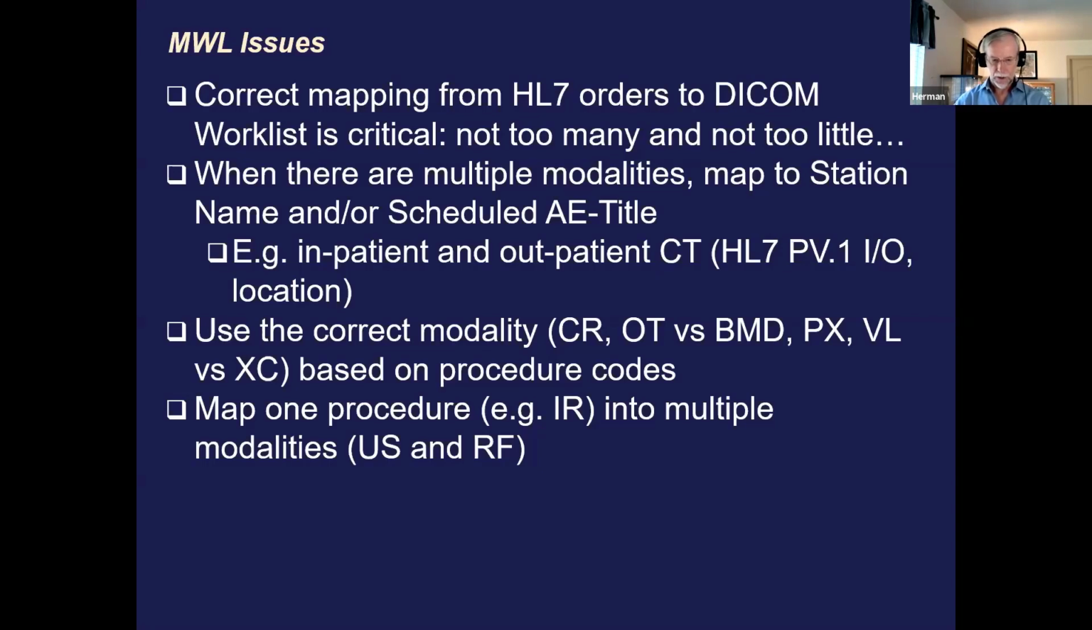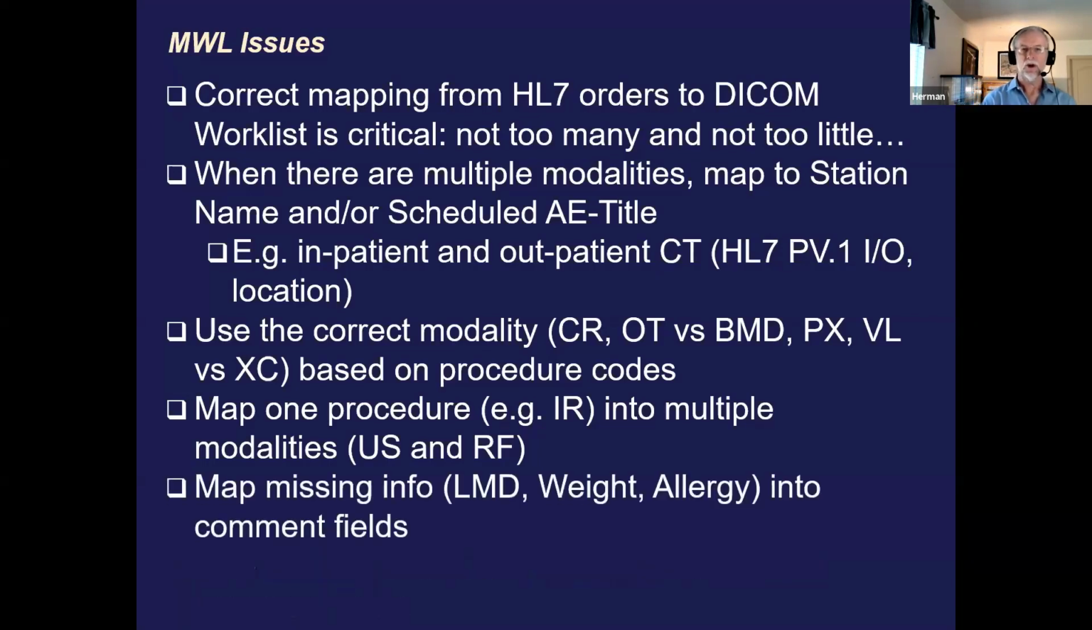And then some of the missing information. I talked earlier about things like last menstrual date, weight, allergy. If the worklist doesn't have that information itself, most worklists fortunately have a patient comment field. So you go to the worklist provider, find out the patient comment field or some study comment field, and then you take that information, whether it's weight or allergy, and you put it in the patient comment field. Now, don't use some other field that is supposed to be used for something else. Don't put it in accession or something. That is really bad. Use one of the comment fields.